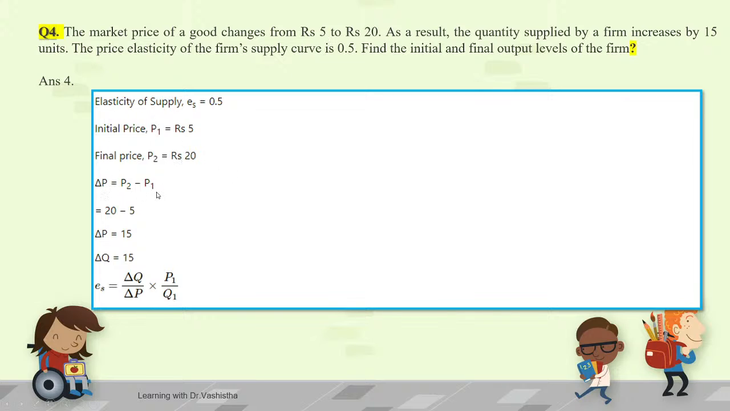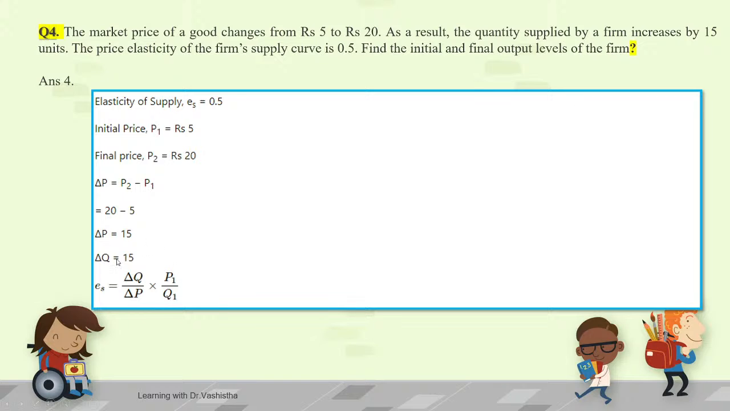So delta P will be P2 minus P1, which is 20 minus 5, which is 15. Delta Q is already given, since quantity supplied has increased by 15 units, meaning delta Q is already given, which is 15. So now we'll use the formula again for price elasticity of supply.